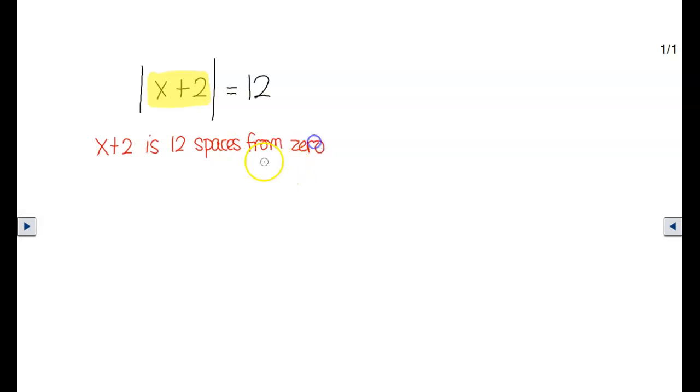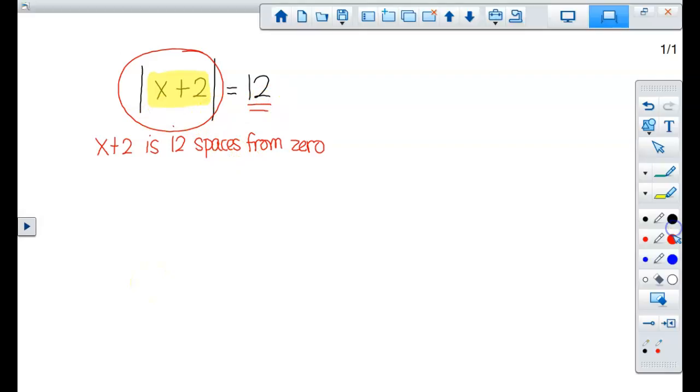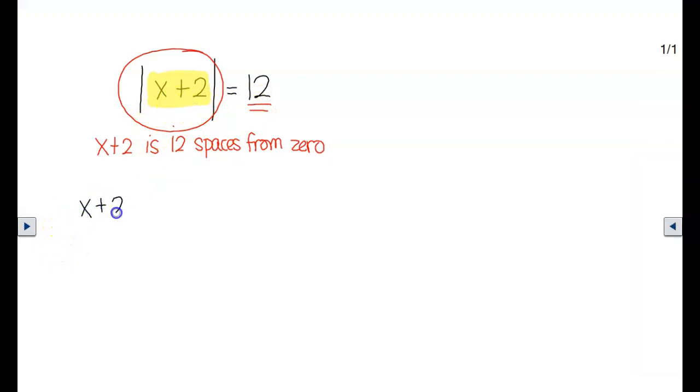So solving these problems depends upon me knowing what my absolute value is equal to. This is my distance. What I've circled over here is my distance, and I need over here to know what that distance is. And in this case, it's 12. So if x plus 2 is 12 spaces from 0, then x plus 2 can be a positive 12, or x plus 2 can be a negative 12. And we solve each one of those equations in order to see what x is.